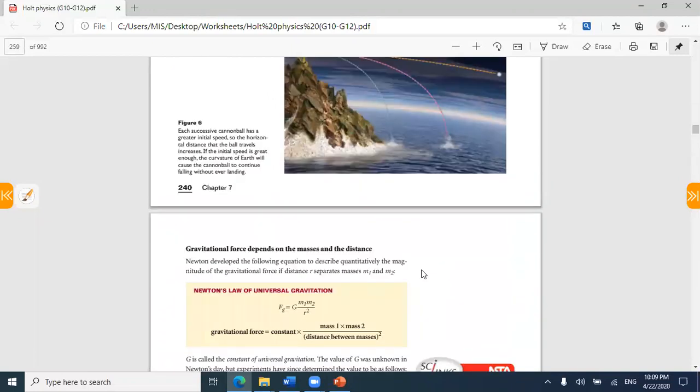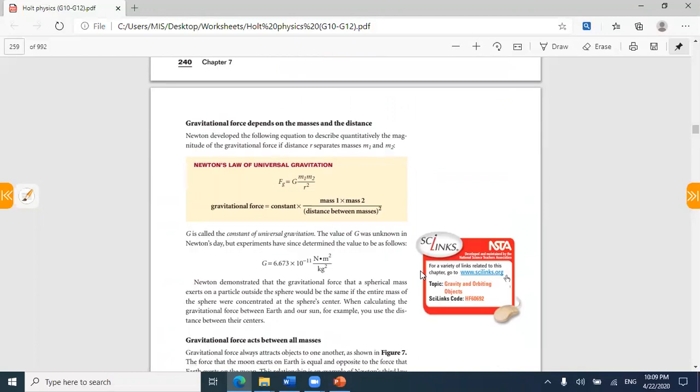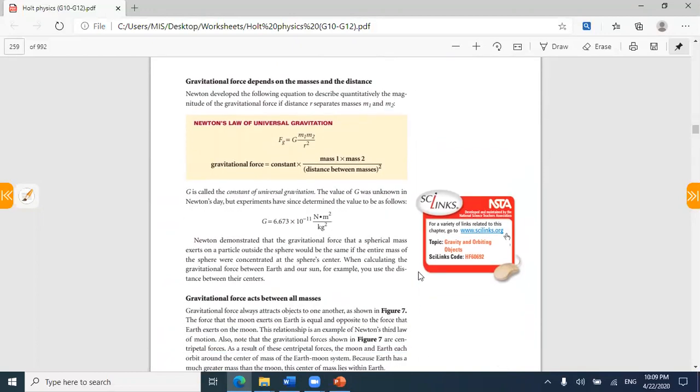One may say, teacher, is there a force of attraction between two chairs, between two tables, between two students? Yes, there is a force of attraction between them, as Newton said, but this force of attraction is very small. Why? Because of this constant, which is 6.67 times 10 power negative 11. Okay, it is going to be very small.